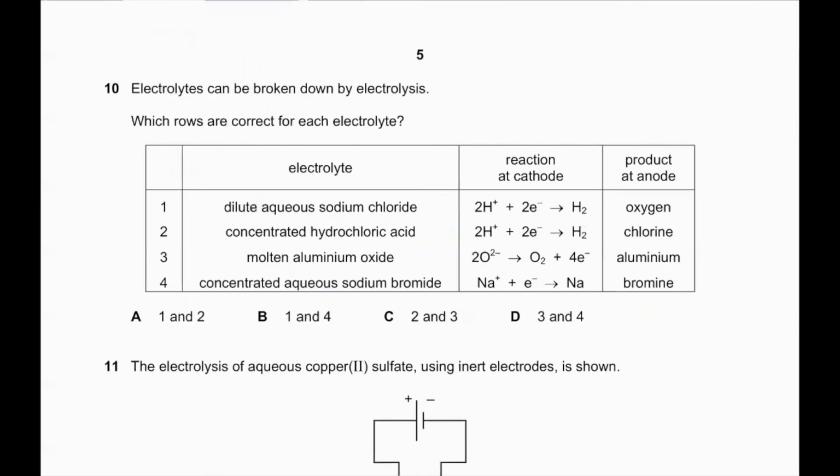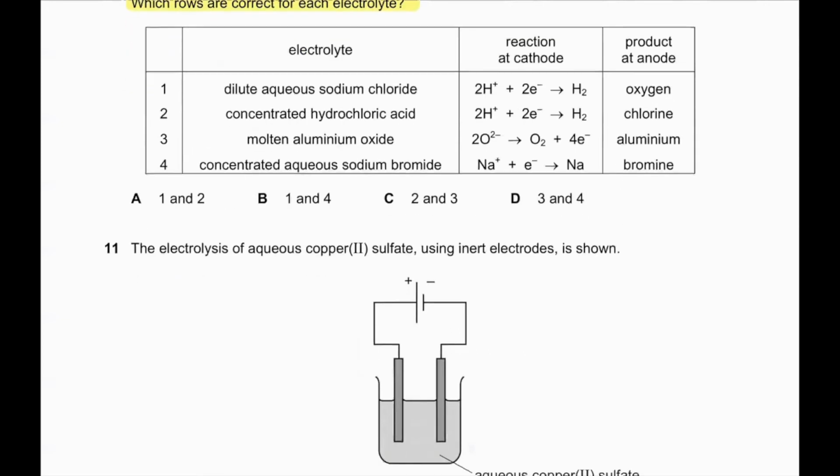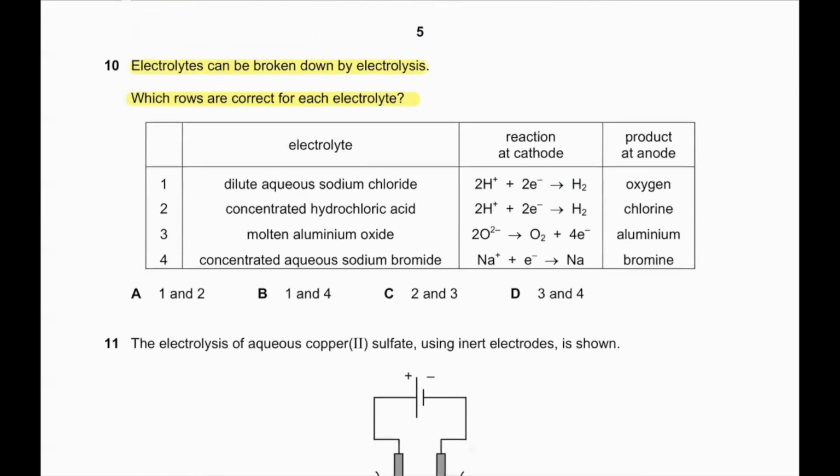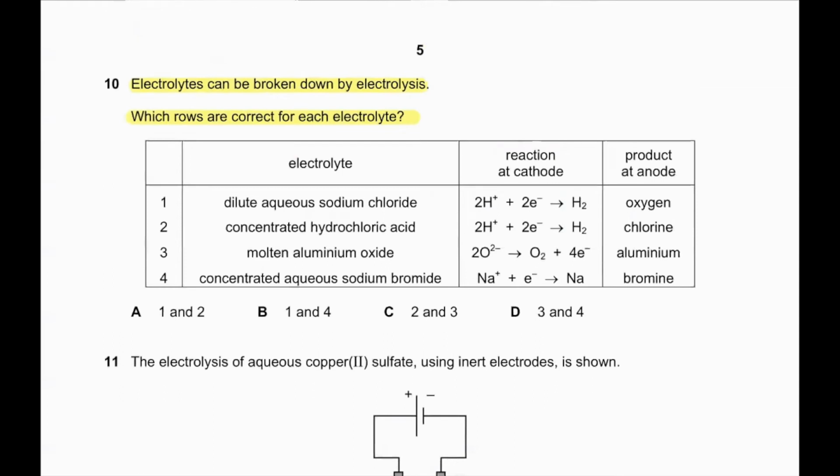Guys, moving on, question number 10. Electrolytes can be broken down by electrolysis. Okay, good question. Which rows are correct for each electrolyte? Guys, many of you will find this particular question extremely difficult. Let's see how this question can be made as easy as possible.